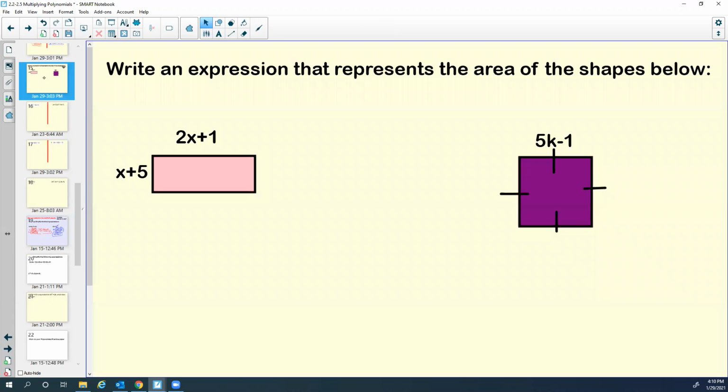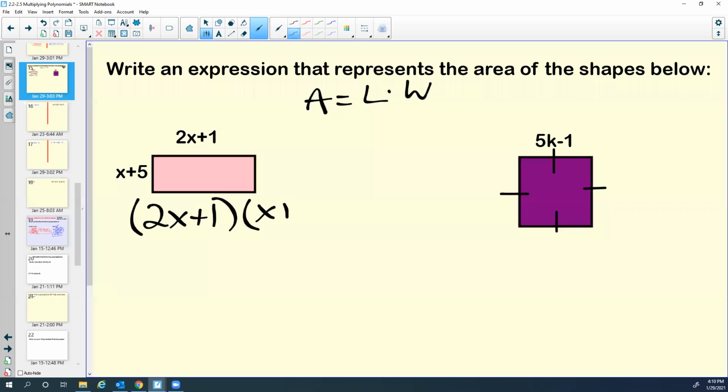All right, so sometimes you're going to be asked to get the area of some shapes. If you ever need to get the area, remember, area equals length times width. We have actually seen this multiple times already this year. We're just now applying it to these polynomials. So what do we need to do in this left case? Well, multiply the two polynomials. 2x plus 1 times x plus 5. Make your box.